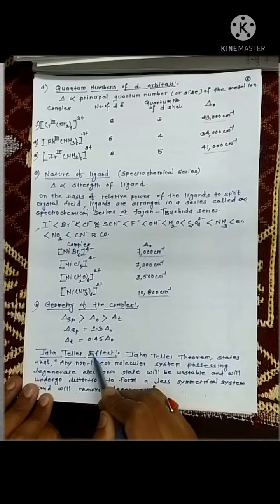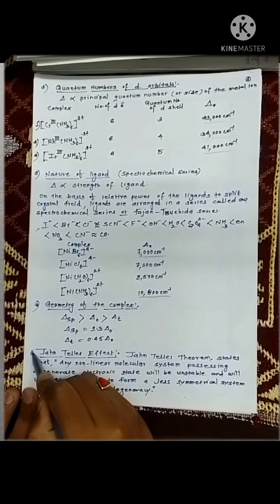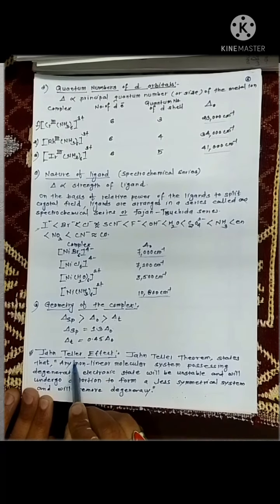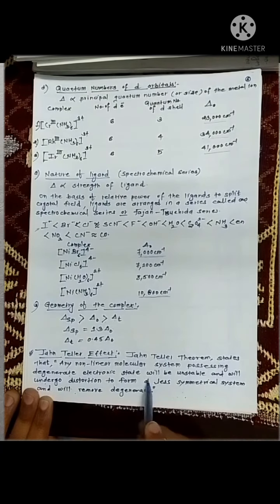Now we are going to see the Jahn-Teller effect. It is the most important point in this chapter. There is always a question in the exam. So what is the Jahn-Teller effect? Jahn-Teller theorem states that any non-linear molecular system possessing a degenerate electronic state will be unstable, and it will undergo distortion to form a less symmetrical system and will remove degeneracy.